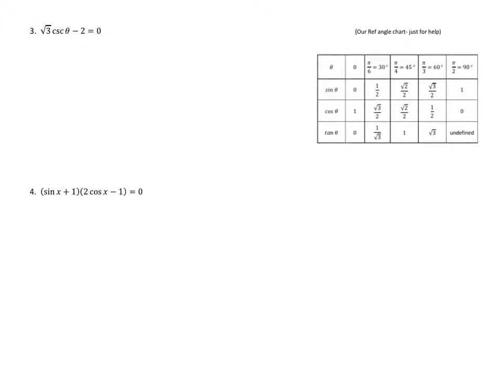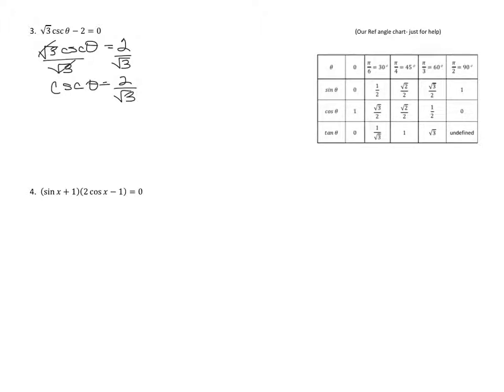Okay, for number 3, our goal is to get cosecant of theta by itself on one side. So let's start by adding 2 to the other side, and then we can divide out by the square root of 3. Here we go. That gives me cosecant of theta equals 2 over square root of 3. Okay, so now we need to find the value of theta.